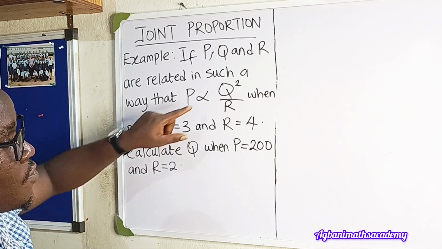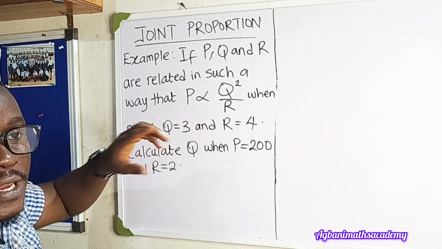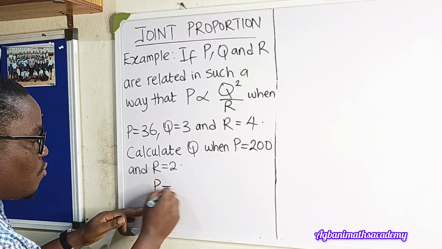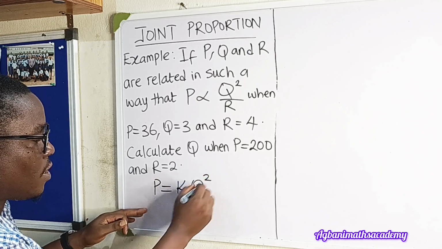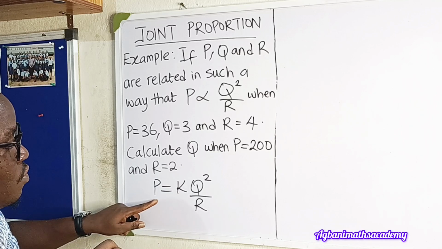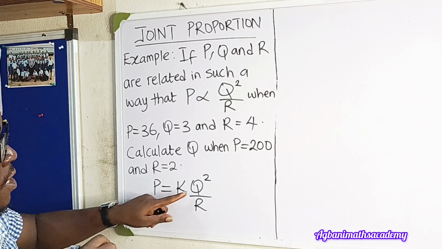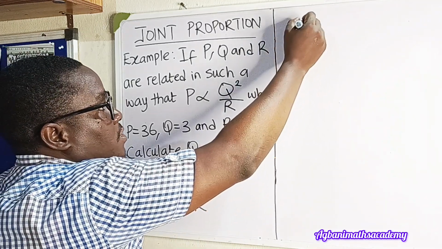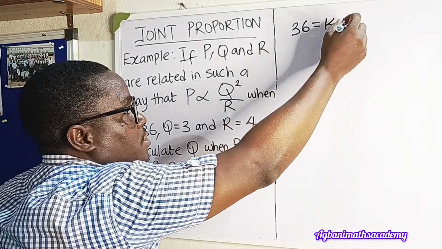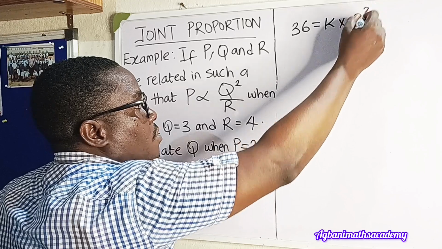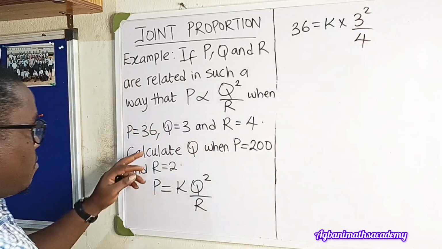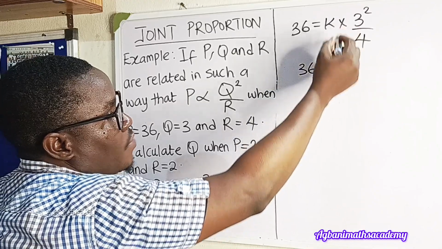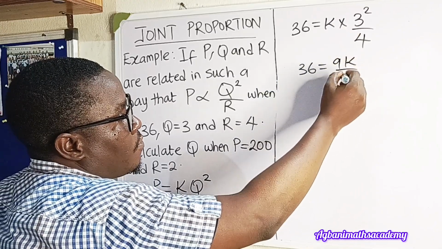So the first thing we need to do is convert this proportionality sign to an equal to sign and then introduce K. So this will give us P is equal to K Q squared all over R. So we know that when P is equal to 36, Q is equal to 3 and R is equal to 4. So we have 36 is equal to K times 3 squared all over 4, right? So 36 is equal to, 3 squared is 9, so 9K all over 4.